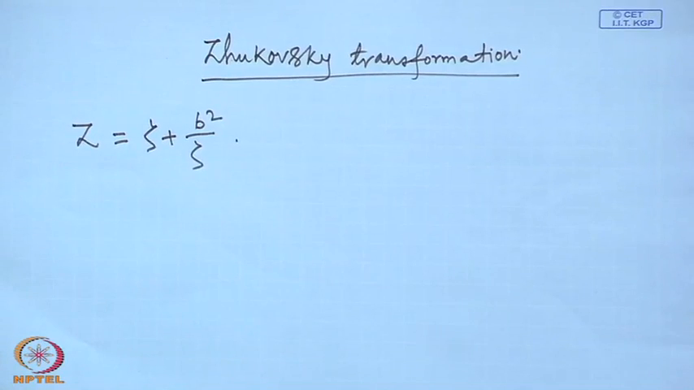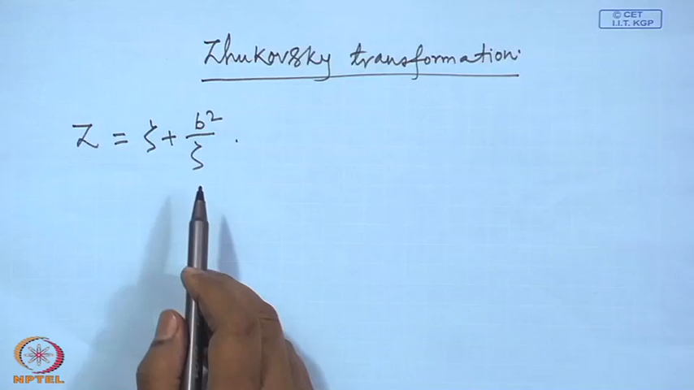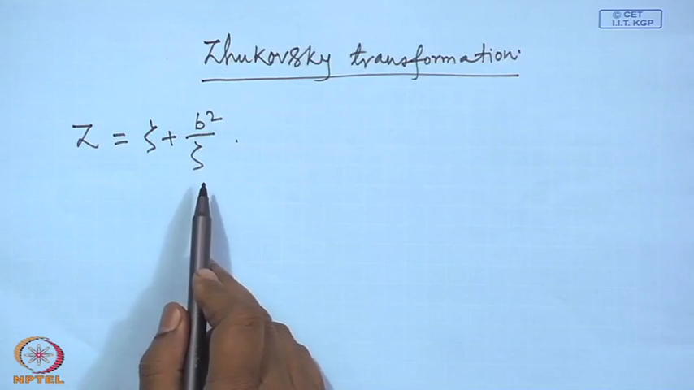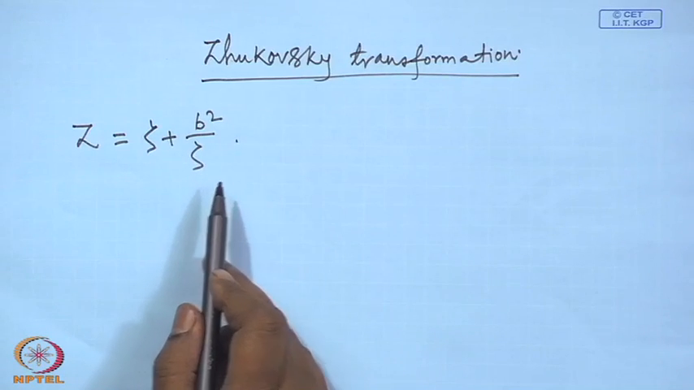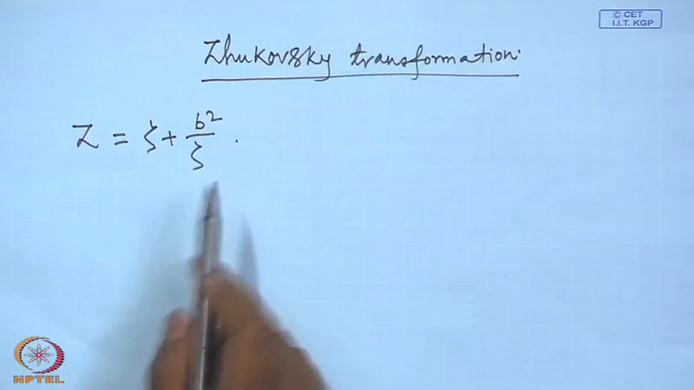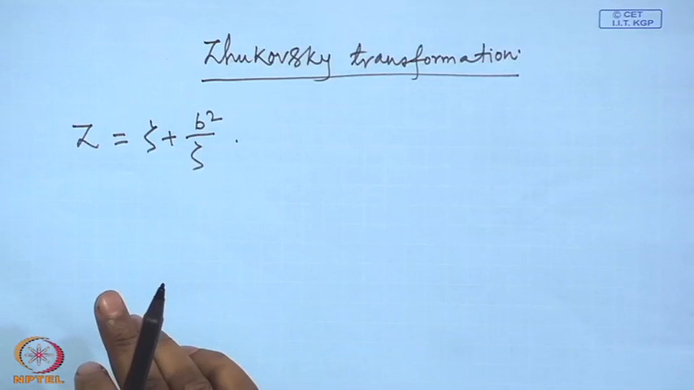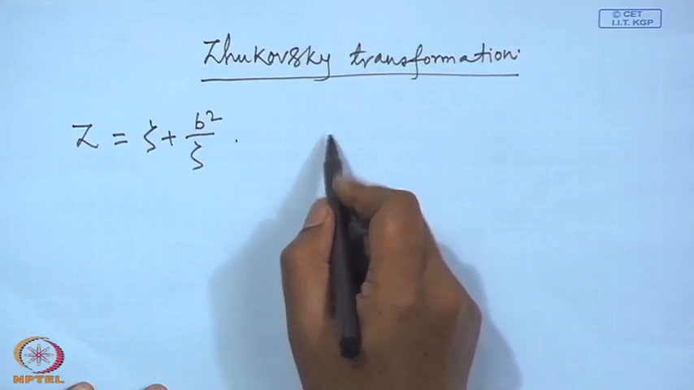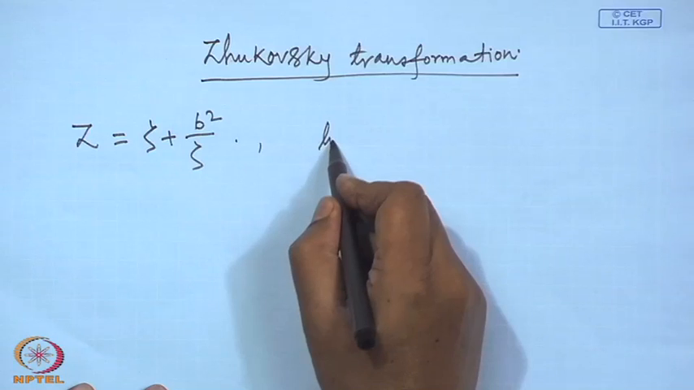For the circle, we have two free parameters, the radius of the circle and its center. And for this transformation, we have two critical points, which are at zeta equal to plus minus b. So, this transformation has two critical points.